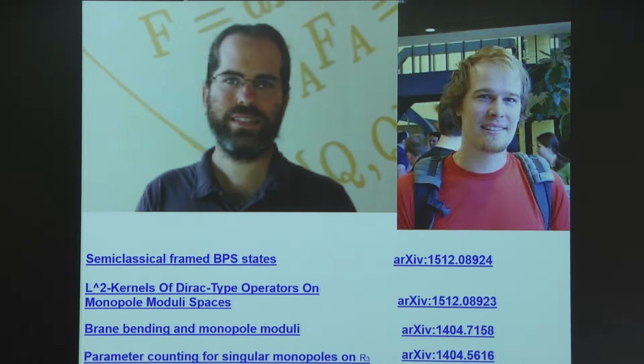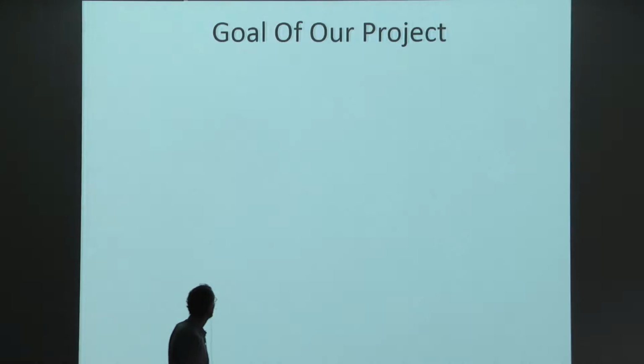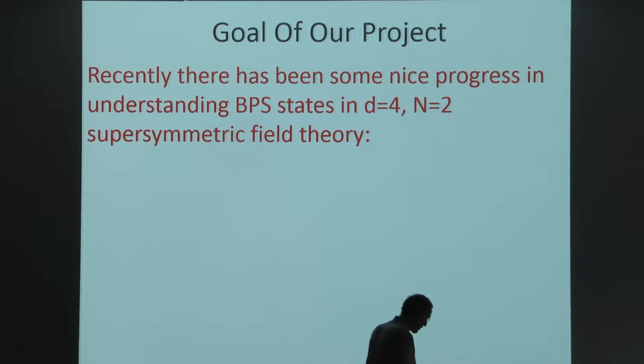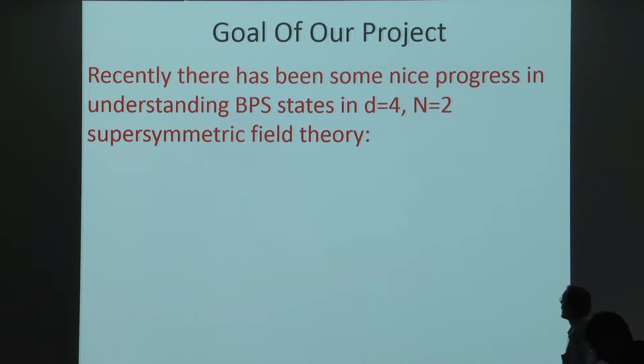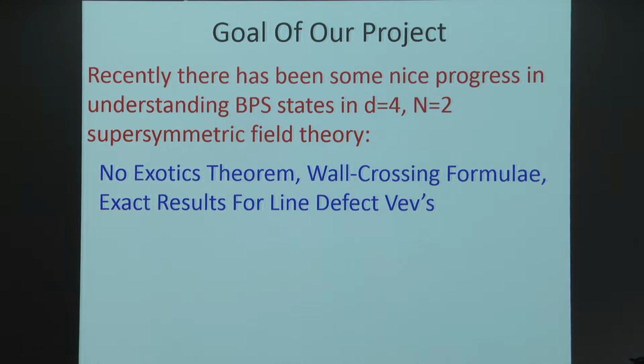Andy, of course, is well known here. He's Jeff Harvey's student. And the motivation for our project has been some nice progress in understanding BPS states in 4-dimensional N=2 supersymmetric field theories. And I'll focus on the no exotics theorem, mostly, a little bit about wall-crossing formula, and maybe I can squeeze in a little bit about exact results for line defects at the end.